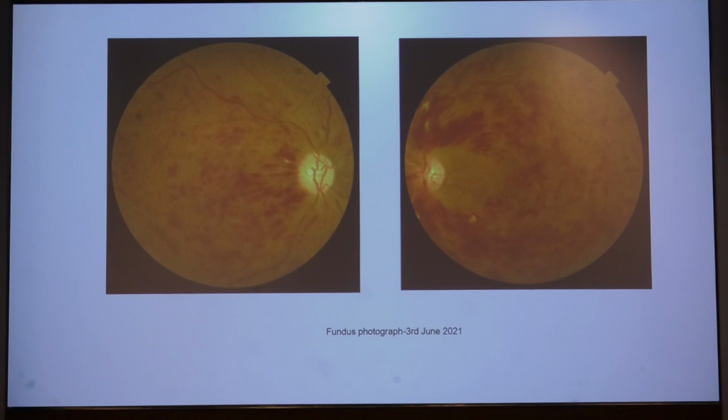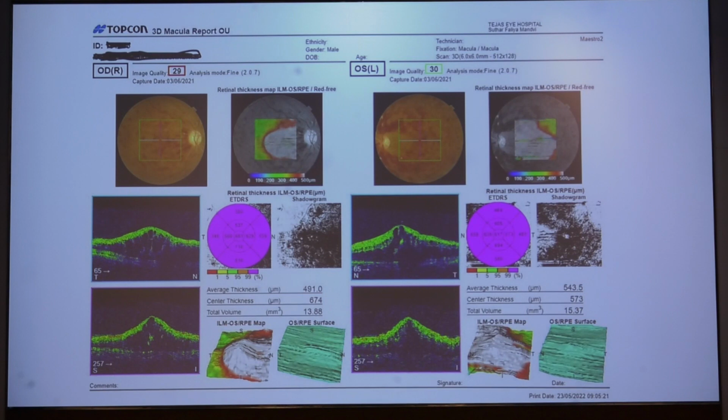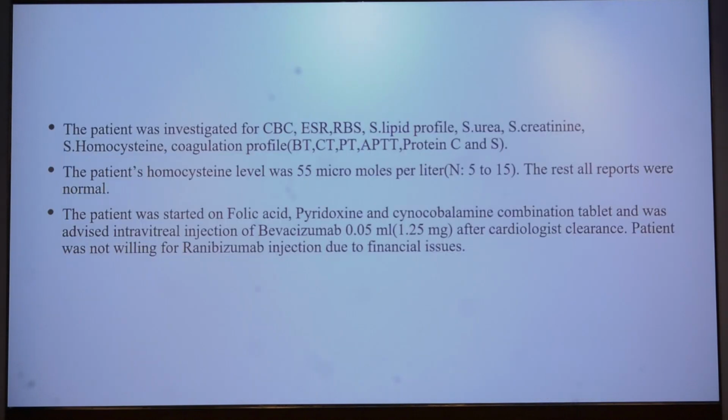This is the fundus photograph. It shows simultaneous bilateral CRVO. This is the OCT of both the eyes, with around 450 thickness in both the eyes. The patient was investigated for CBC, ESR, RBS, lipid profile, urea, creatinine, homocysteine, and coagulation profile. The patient's homocysteine level was 55 micromoles per liter. The rest of the reports were normal.